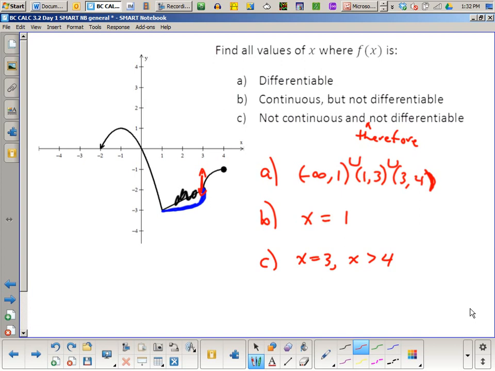Okay? Yes? How would that change the differentiable graph? The derivative graph? It creates a vertical asymptote right there. It already had one, but the left and right pieces both have an infinite slope.